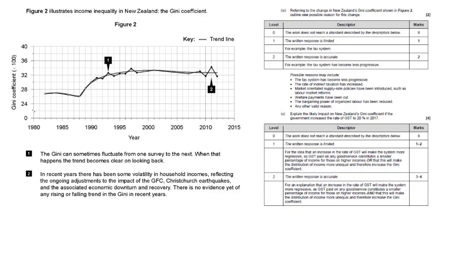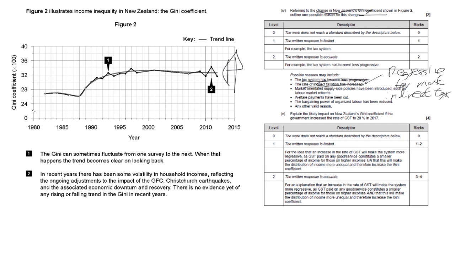Now for part 4, we have to refer to the changes in the Gini coefficient. As you can see, the Gini coefficient raised a little bit, right? You can see that right here, raised. So we have to put down the changes. For example, the tax system became less progressive. There are lots of indirect taxation. These indirect taxes are usually regressive. For most indirect tax, they are regressive in nature.